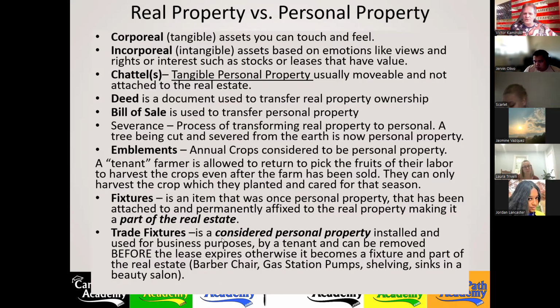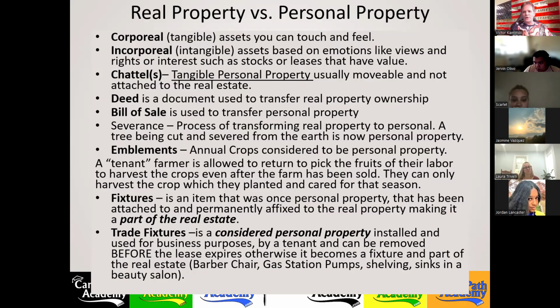Now, trade fixtures are considered personal property, installed and used for business purposes by a tenant, and they can be removed before the lease expires. Otherwise, it becomes a fixture, which is part of the real estate. Like a barber's chair that's bolted to the floor, not the ones that just sit on the floor. Gas station pumps, shelving in supermarkets and stores, sinks in a beauty salon. They're actually attached to the plumbing, but they have that cut-out for your neck. They're business fixtures. They're personal property.